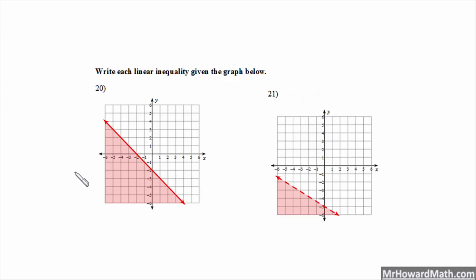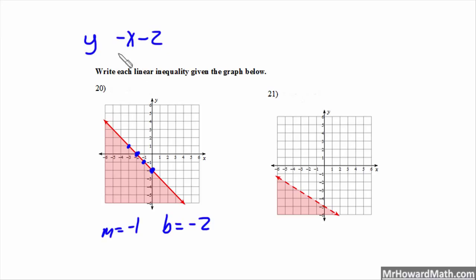Alright, on 20 and 21, we want to write the linear inequality of the given graph. So we find the y-intercept on this one, number 20, that would be negative 2, and then identify the slope. I can tell from looking at the line, plotting these points, it's going down 1, right 1, down 1, right 1. So the slope is negative 1. The y-intercept, the b value, is negative 2. So this number 20, the linear inequality, would be y and then negative x minus 2.